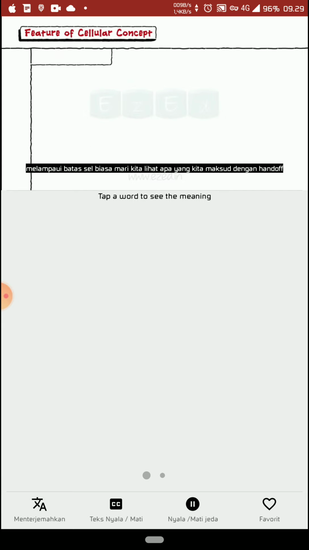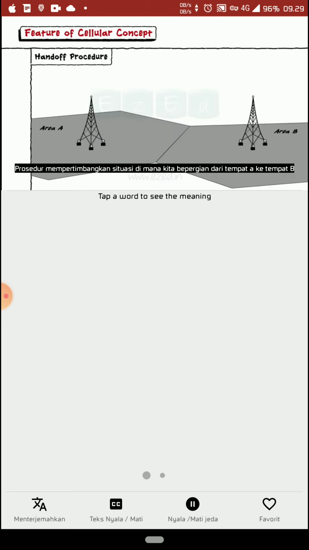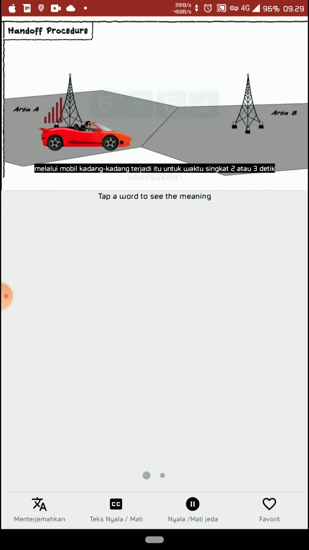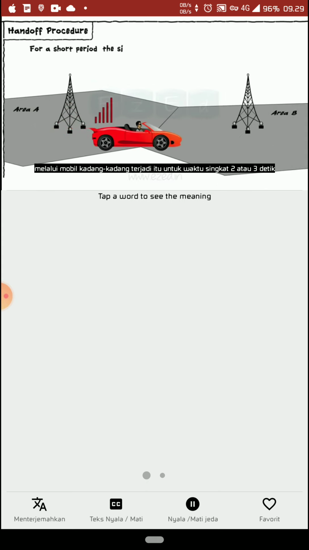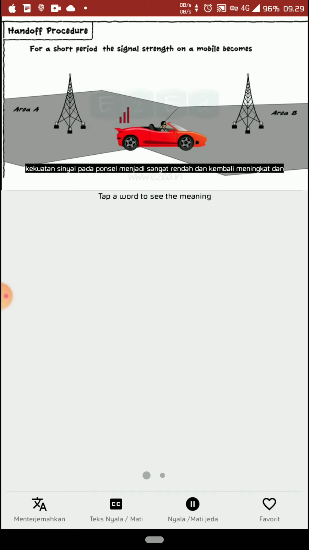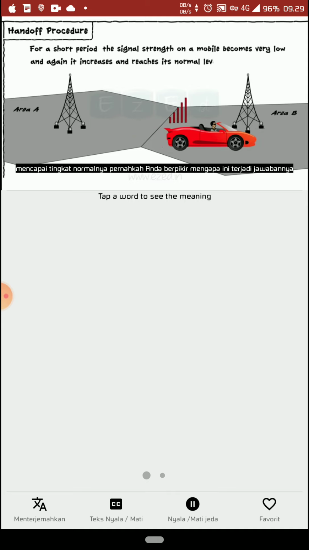Let's see what we mean by a handoff procedure. Consider a situation where we are traveling from place A to place B by car. Sometimes it happens that for a short period of 2 or 3 seconds, the signal strength on the mobile is very low, and again it increases and reaches its normal level.